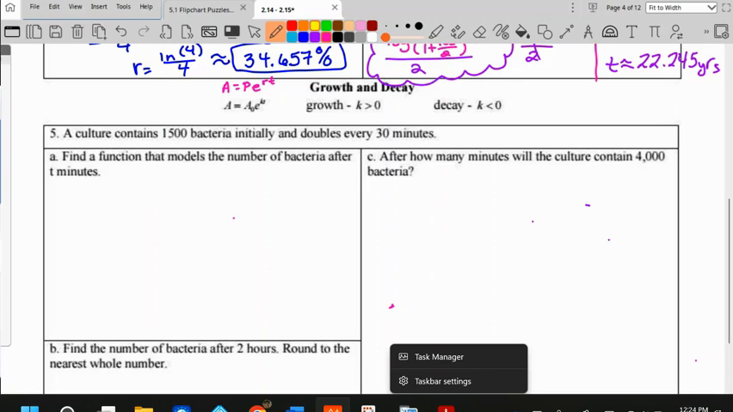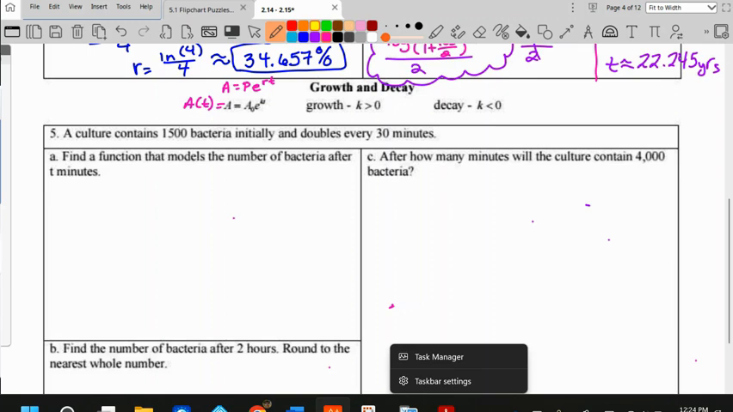The culture contains 1,500 bacteria initially and doubles every 30 minutes. Find a function that models the number of bacteria after t minutes. They want this to be a function of time. But right now, do I know my growth factor? Do I know my growth rate in this problem?